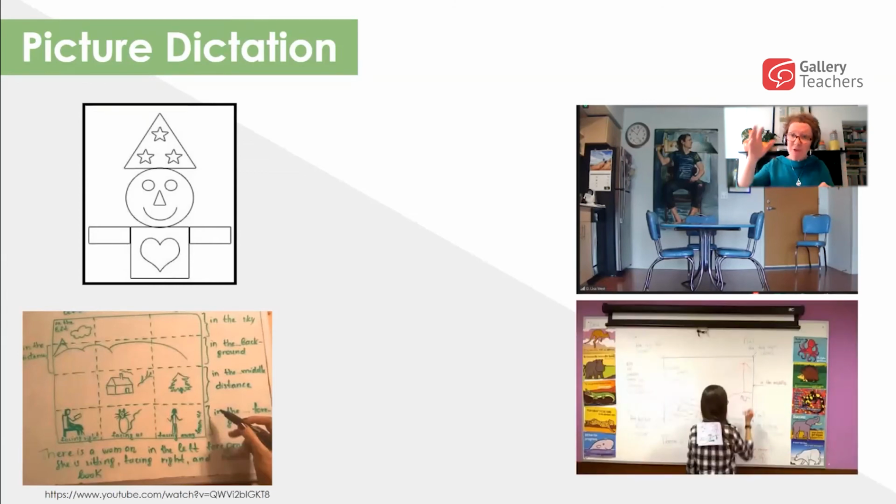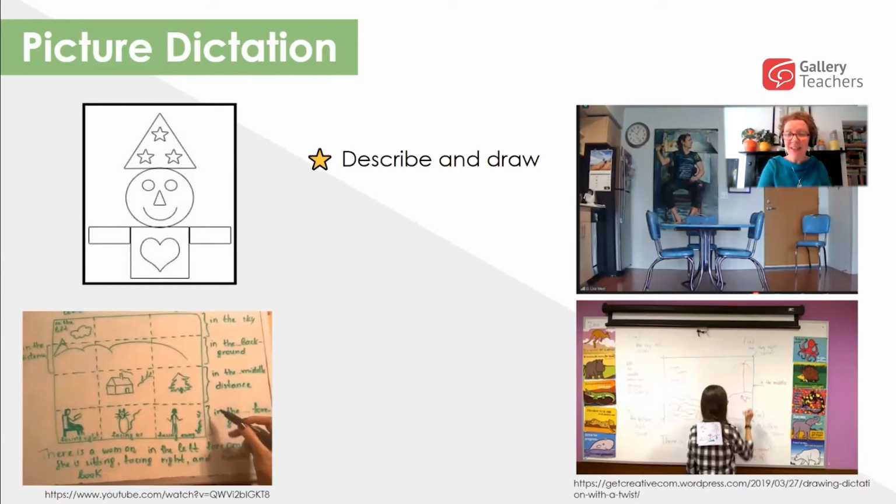It can also work where you have the picture stuck on the back of a student and you have the rest of the class describing to a student who then has to draw on the board. Okay, so again, it's engaging and you can pick the picture based on the vocabulary you're hoping to have the students practice. So again, describe and draw, it's brilliant for vocabulary review.